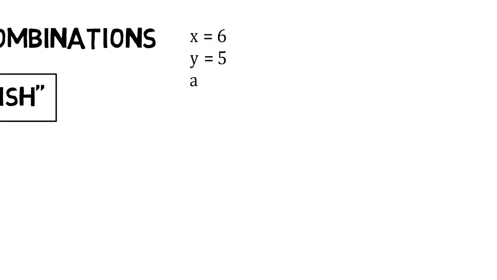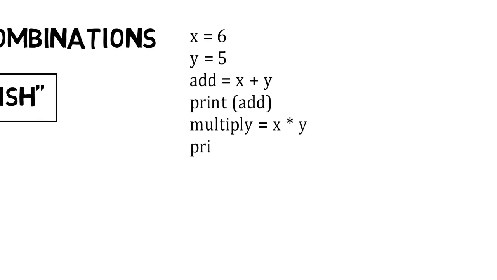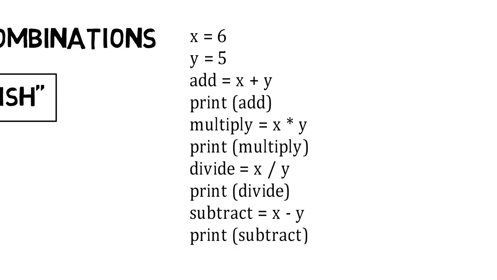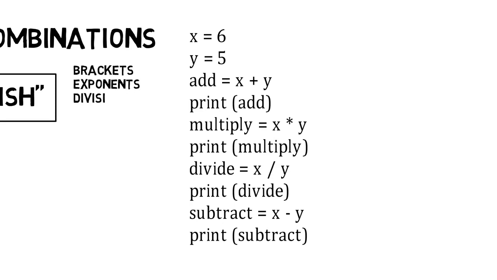X equals 6, y equals 5. Add equals x plus y. Print add. Multiply equals x times y. Print multiply. Divide equals x divided by y. Print divide. Subtract equals x minus y. Print subtract. We can even combine some of these operations, but remember that our order of operations still applies.